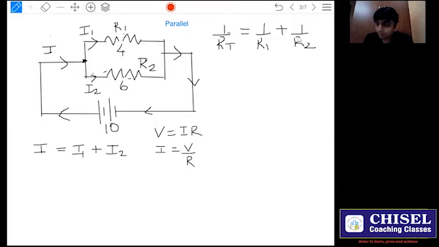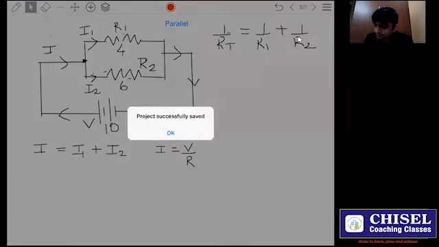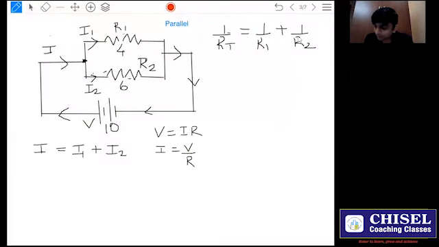Okay, now for both the resistances, I have told you that the potential difference remains the same. Let the potential difference be V. For both, the potential difference is V. So what will be the value of I1? I1 is nothing but equals to V upon R1, and I2 will be V upon R2.